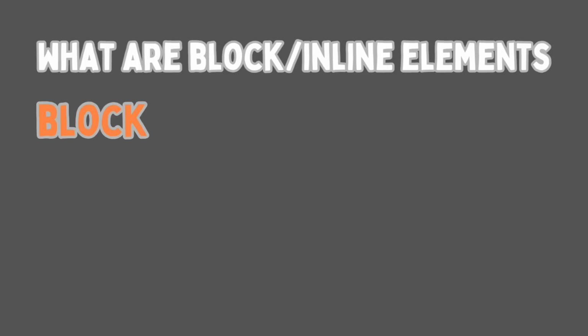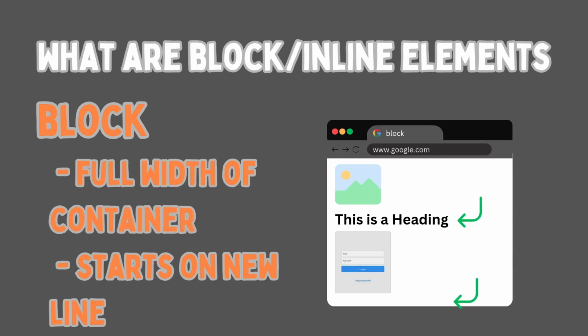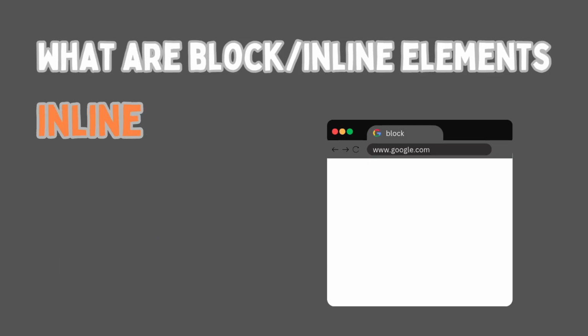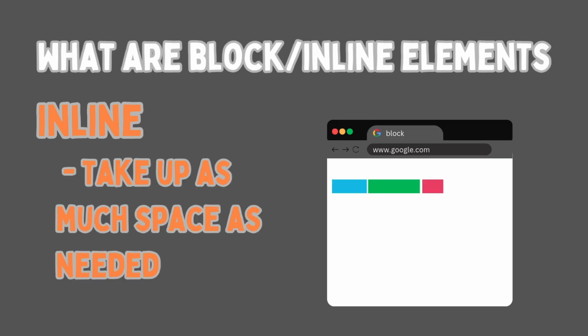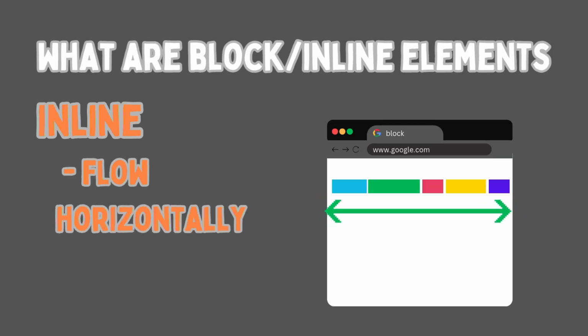A block level element takes up the full width of the container and always starts on a new line. Think of it as a building block that starts vertically on your page. Inline elements, on the other hand, take up only as much space as they need and don't start on a new line. They flow with other elements horizontally, like words in a sentence.